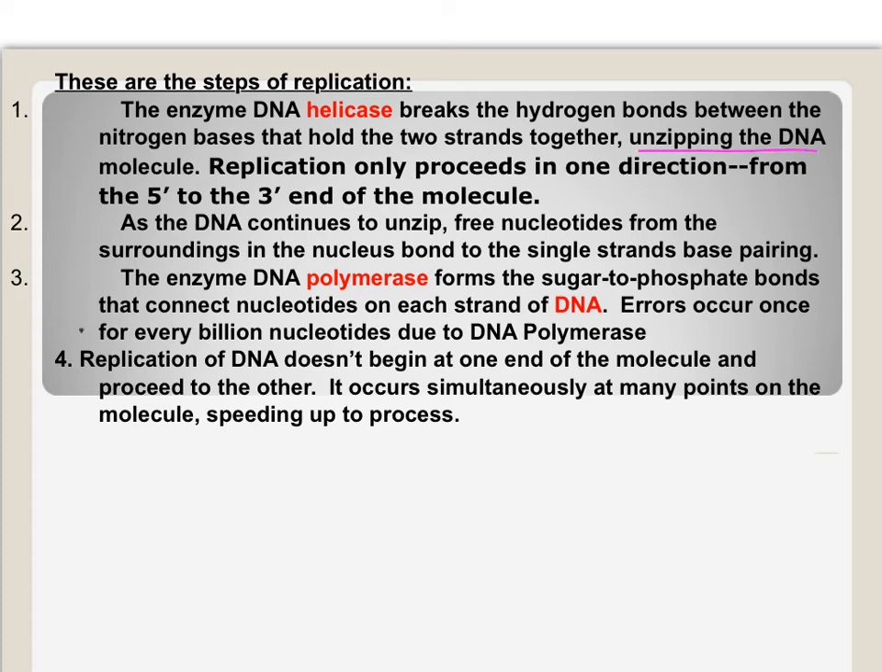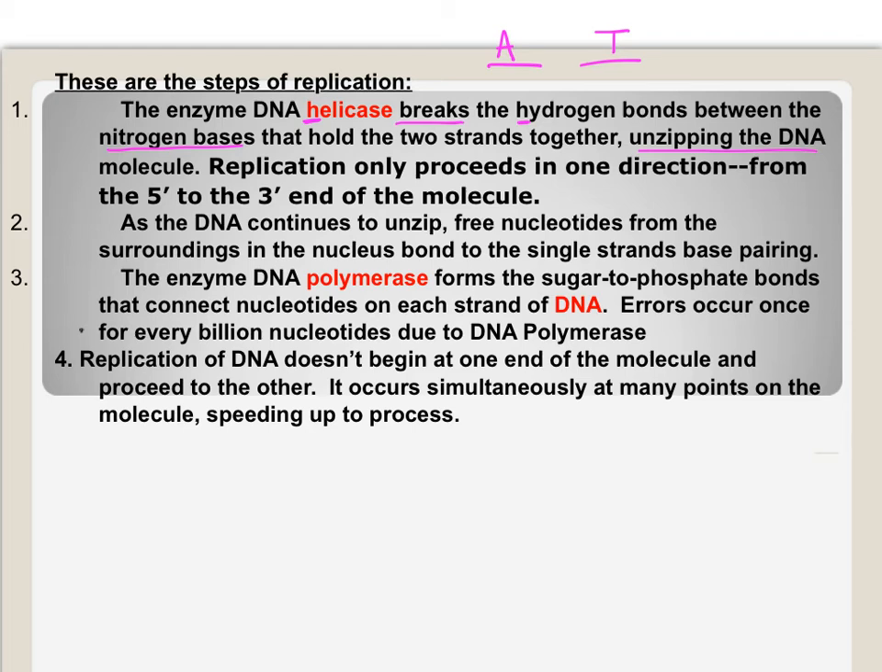Okay, I remember this by helicase breaks the hydrogen bonds. So H goes with H. Helicase breaks those hydrogen bonds. And if you recall, the hydrogen bonds are between the nitrogen bases. So you had a bond between the A and the T. There's the bond. And helicase is gonna come along and it's gonna unzip that DNA. Replication only proceeds in one direction, from the 5' end to the 3' end. Anyway, so that would be step 1.